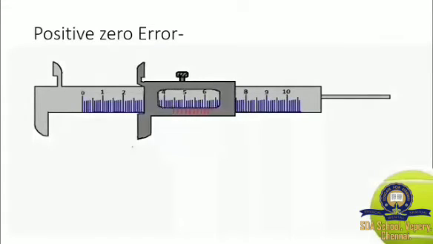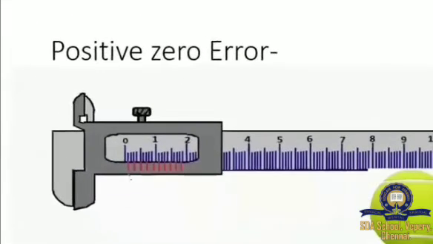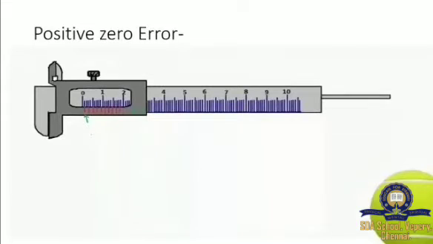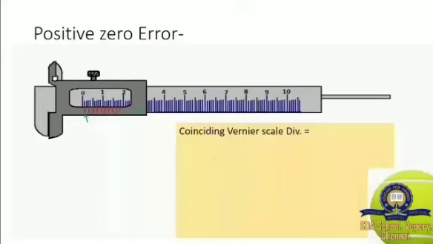The second case is, let's bring these two jaws together. You see the zero of the vernier scale is ahead of the main scale zero, or you can say the zero of the vernier scale is to the right of the main scale zero. In both cases, either it is ahead of the main scale zero or to the right of it, this is called zero error, and it is positive zero error.